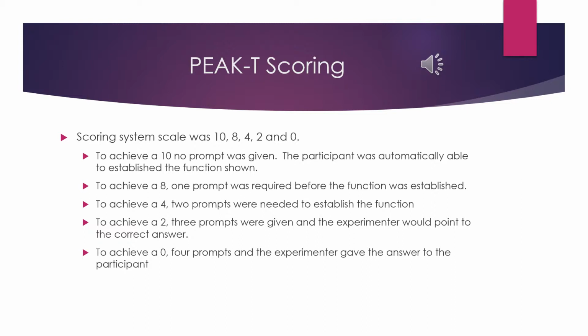To achieve a 4, 2 prompts were needed to establish the function. To achieve a 2, 3 prompts were given and the experimenter would point to the correct answer. And to achieve a 0, 4 prompts were given and the experimenter gave the answer to the participant.